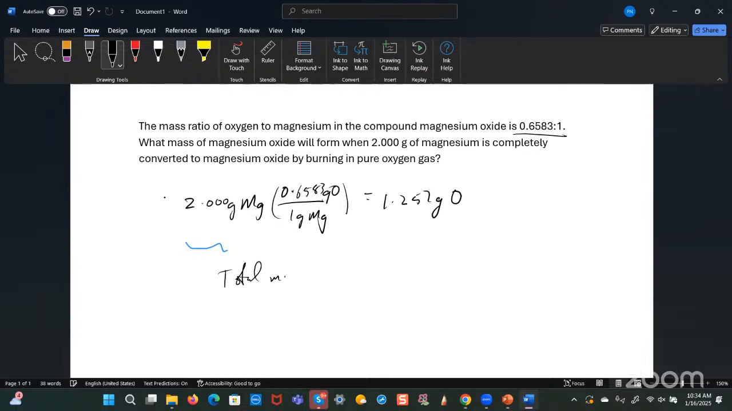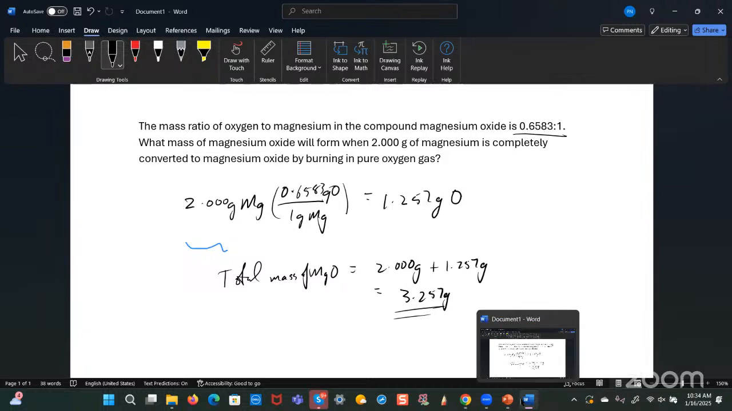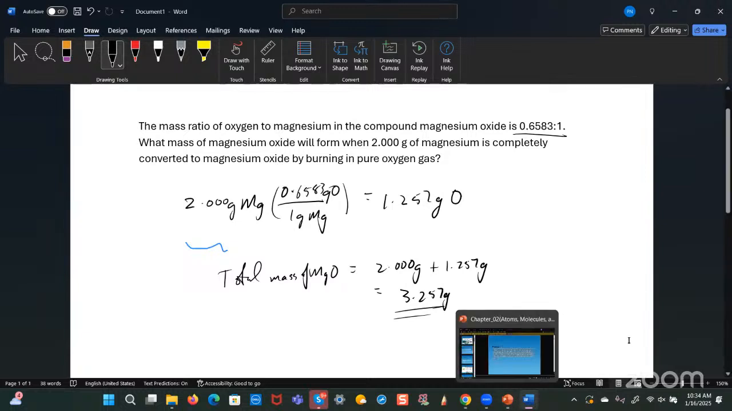Total mass of MgO. The answer would be the 2.00 grams plus the 1.257 grams, and that would equal 3.257 grams. But that's basically it. That's basically how that question will be done. All right. Any questions about this one? Any questions? Okay.